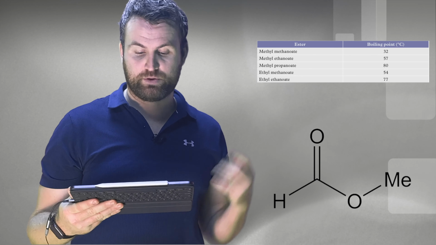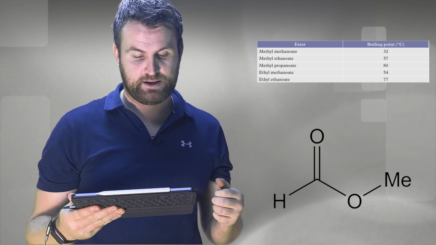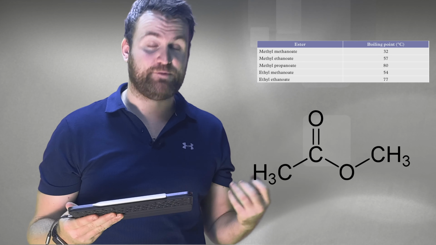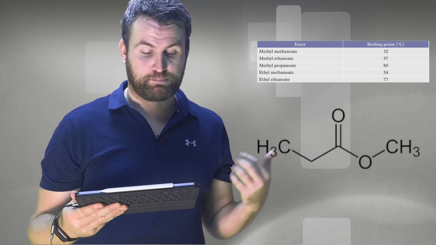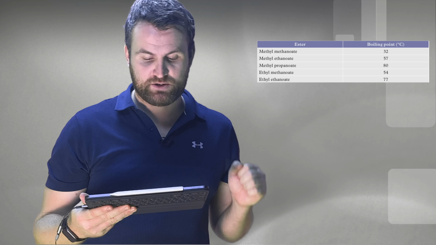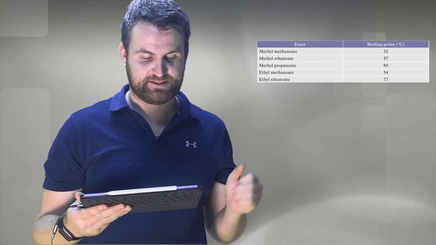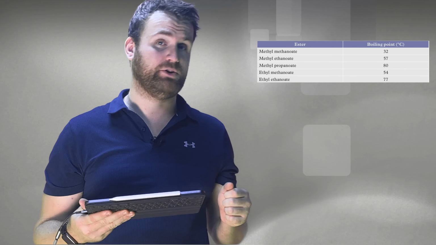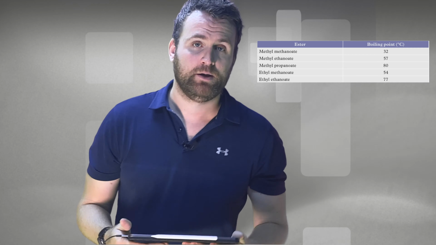Methyl methanoate with a boiling point of 32 degrees Celsius. Methyl ethanoate at 57 degrees Celsius. Methyl propanoate at 80 degrees Celsius. And ethyl methanoate at 54 degrees Celsius and ethyl ethanoate at 77 degrees Celsius. The addition of those extra bonds makes it require more energy, okay? More energy, which means more temperature, more heat has to be put into that reaction in order to break those bonds.